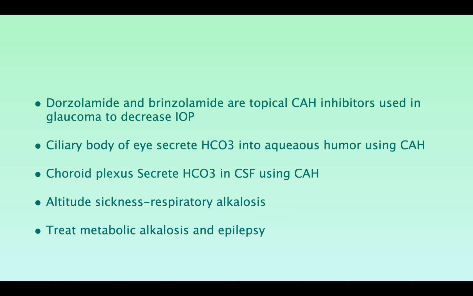Dorzolamide and brinzolamide are topical carbonic anhydrase inhibitors, and those are going to be used in glaucoma, because the ciliary body of the eye secretes bicarb into the aqueous humor, and the choroid plexus will secrete bicarb in the CSF. Altitude sickness occurs because of the respiratory alkalosis. Brush up on the physiology, if you will. Acetazolamide is also used to treat metabolic alkalosis and epilepsy.